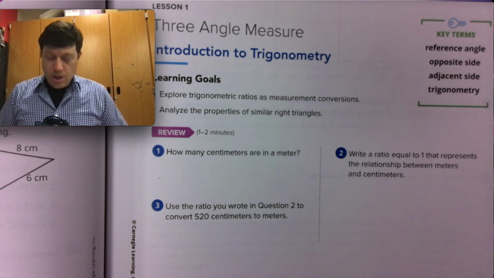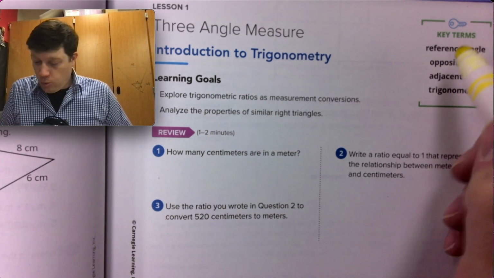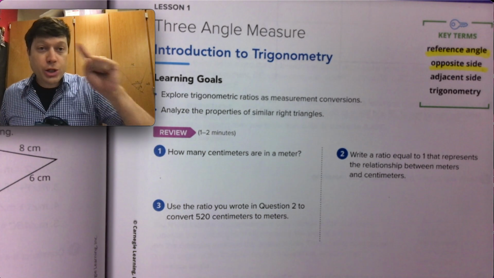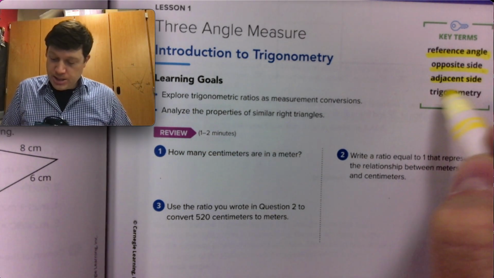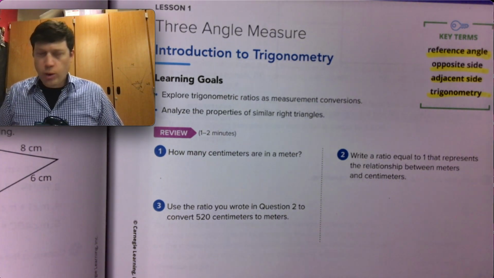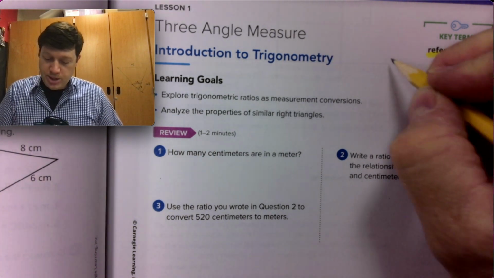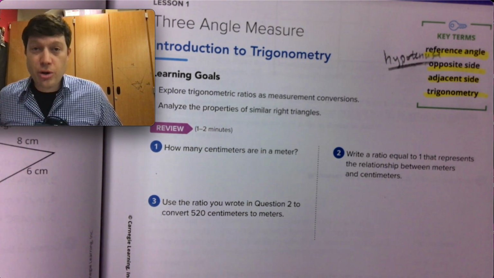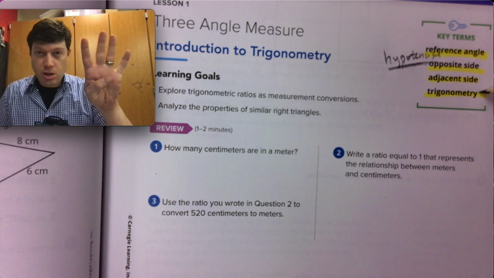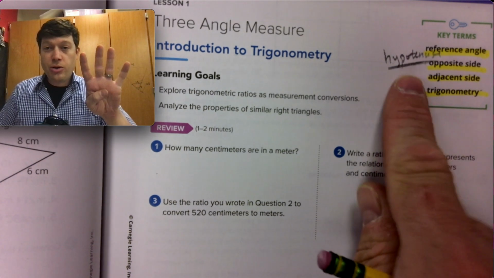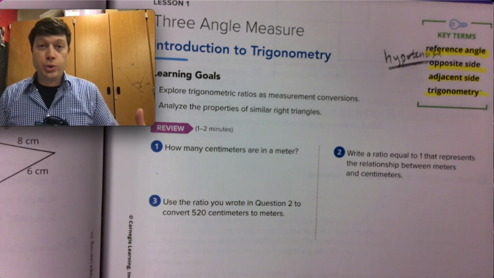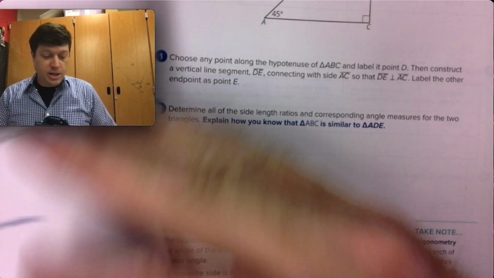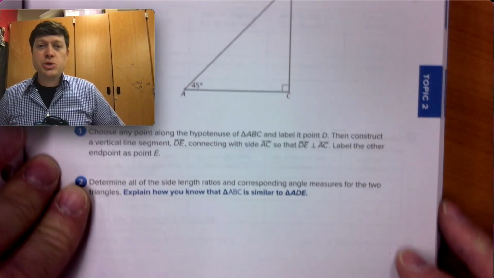Trigonometric ratios are built upon four things: a reference angle, identifying the opposite side to that reference angle, the adjacent side, and then the word trigonometry, but there's also the word hypotenuse. That's not in this, but I'm going to add it. Hypotenuse. You got to know those four things in order to be able to do trig. Great stuff on the first page of our lesson here. Great stuff on the second, but let's get right into what we need to do.